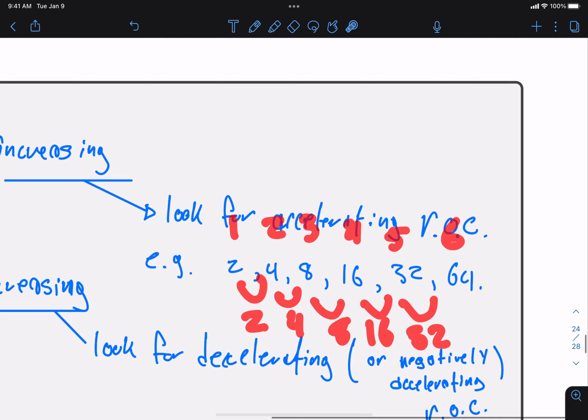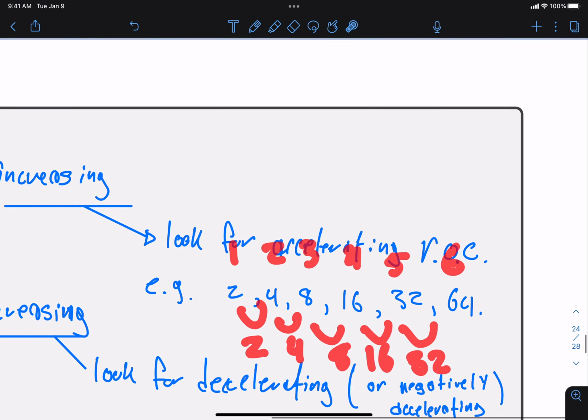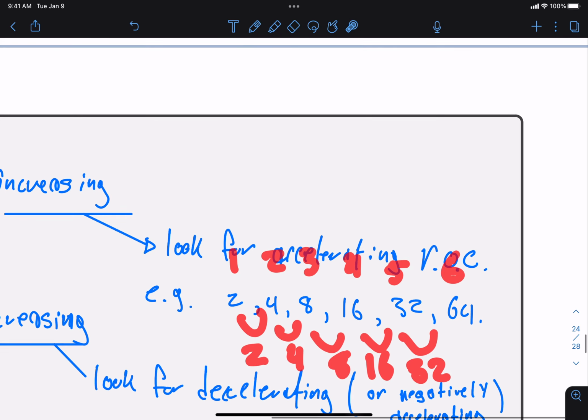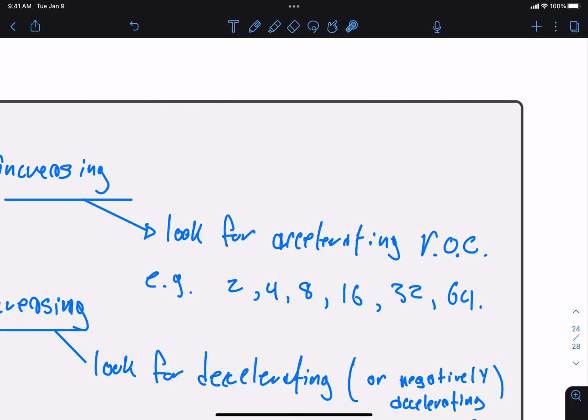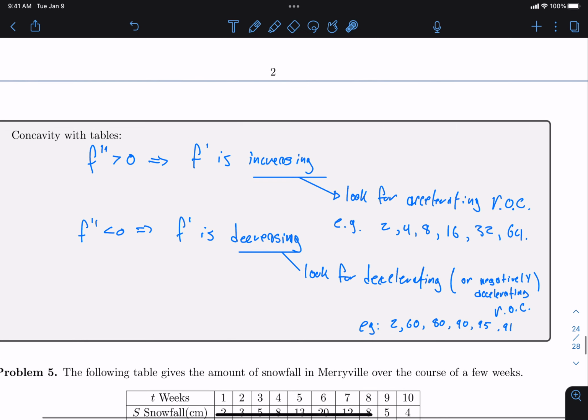So if I drew some tangent lines with slope 2 and then 4 and then 8 and then 16 and then 32, what would it look like? It would look like here's 2, here's 4, here's 8, here's 16. You can see that it's clearly going to give me a profile which is concave up, because the first derivative is increasing. The slope is increasing. So this is what we look for in a table, an accelerating rate of change. Or if we want to look for concave down, we want decelerating or negatively accelerating rate of change.